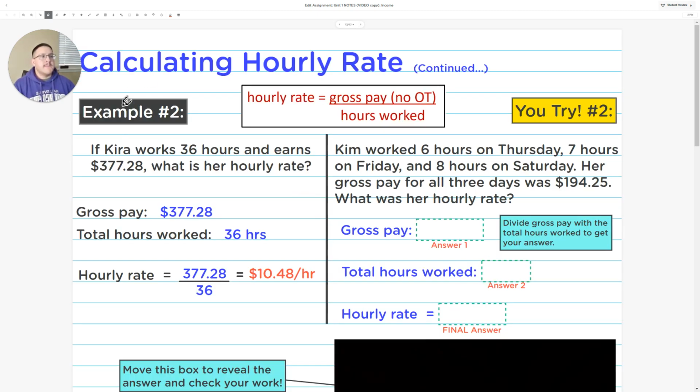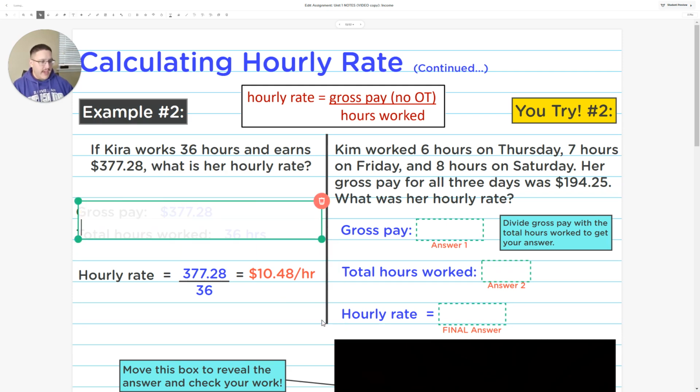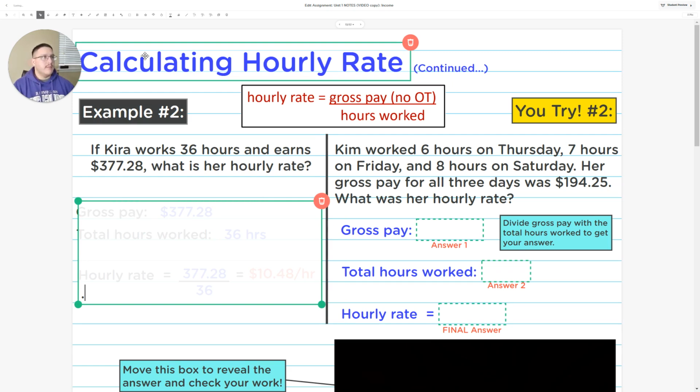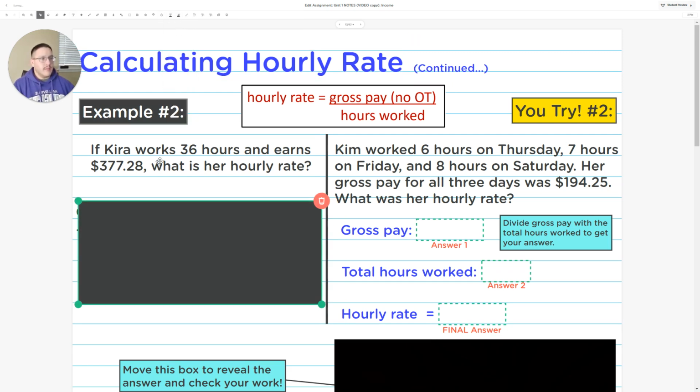Example 2. If Kira works 36 hours and earns $377.28, what is her hourly rate? So what do we know? We know the total. She earns $377.28. What else do we know? We know that she works for 36 hours.